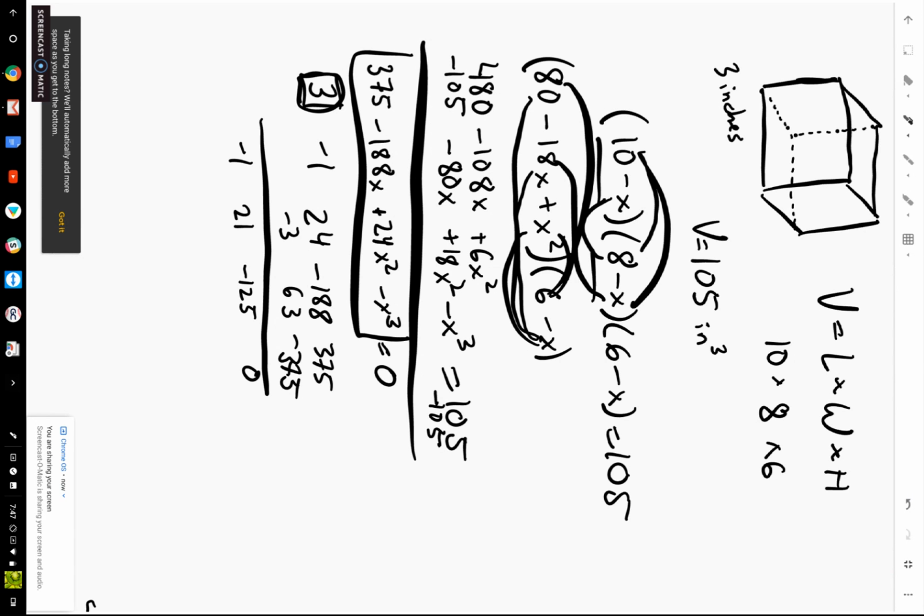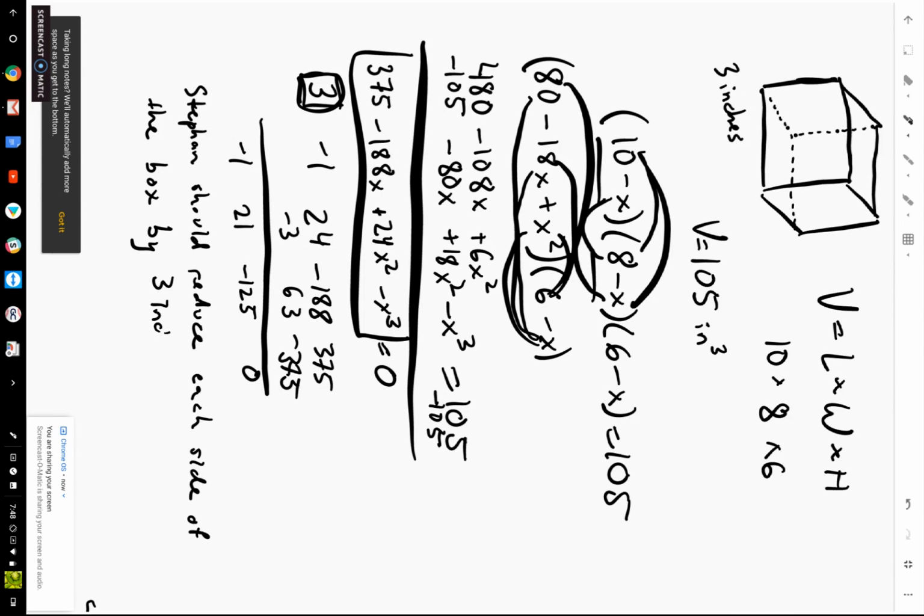So going back over here, when you have a word problem, you need to finish off your answer with a sentence. So Stefan should reduce each side of the box by 3 inches. And that's the answer to number 21 on the Unit 1, Lesson 18 classwork.